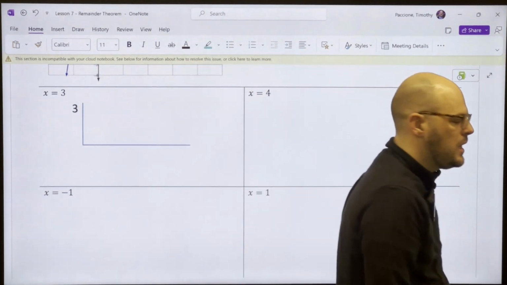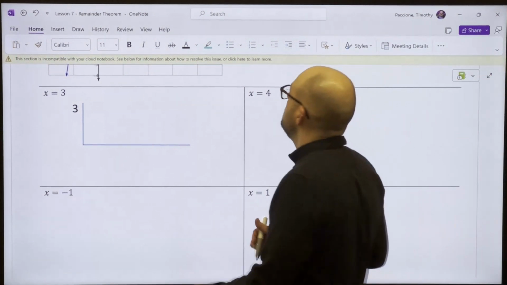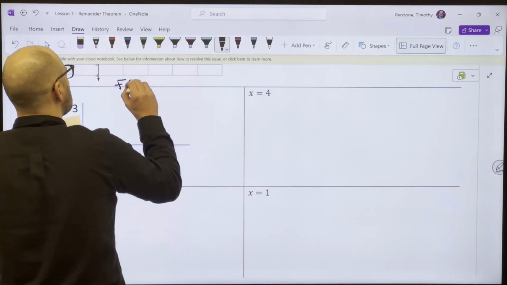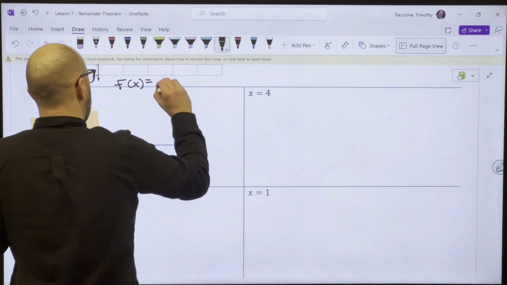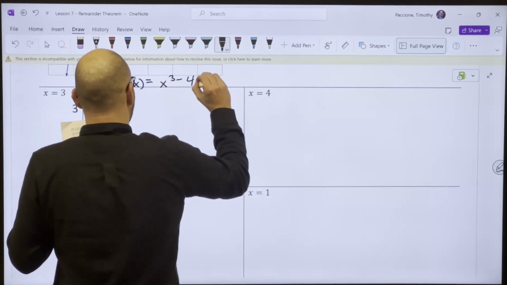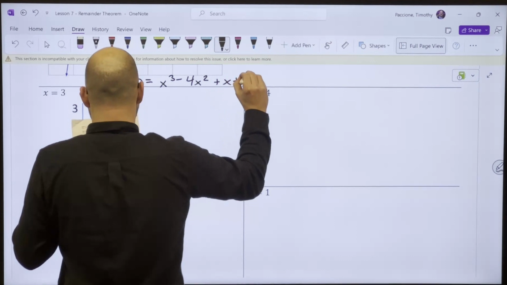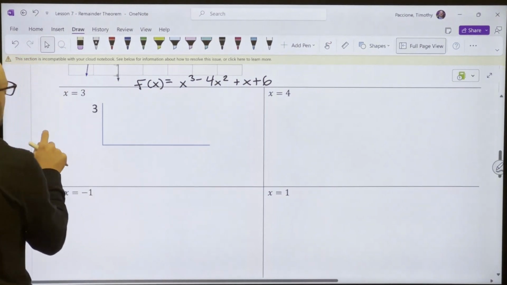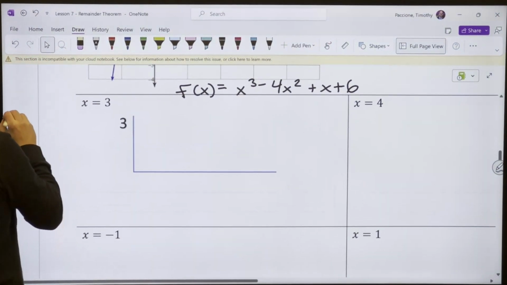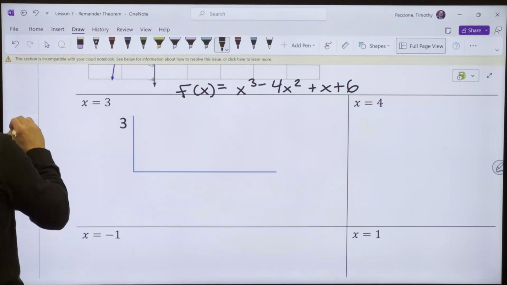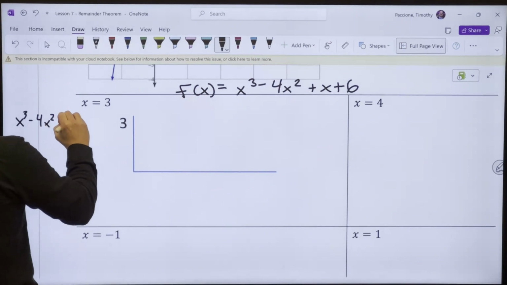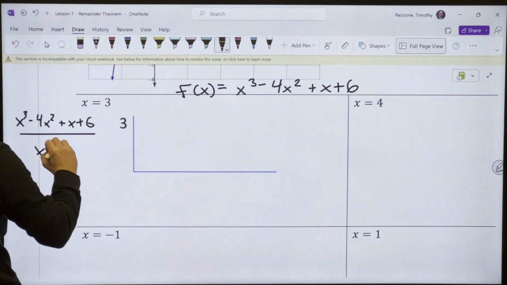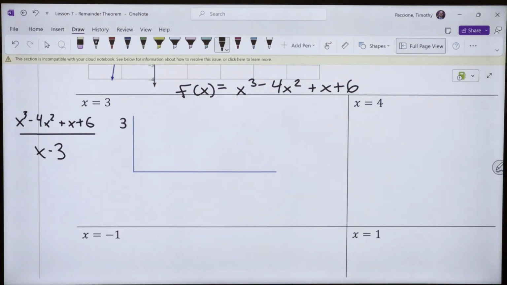So, and that function, I'll write it again down here so we don't have to keep scrolling. That function is f of x equals x to the third minus 4x squared plus x plus 6, right? So if I'm doing synthetic division, and I'm doing 3, the question I'm really asking myself right now is, what is x to the third minus 4x squared plus x plus 6 divided by x minus 3? That's the question I'm answering when I do this synthetic division.